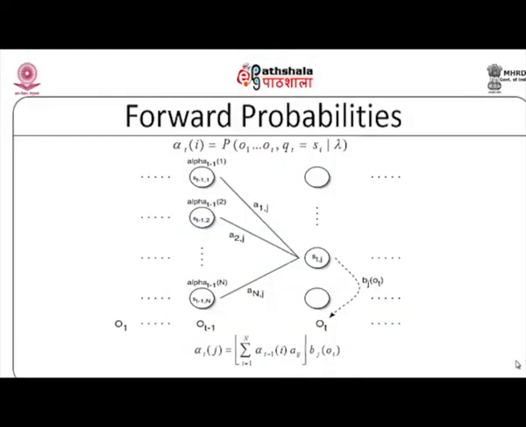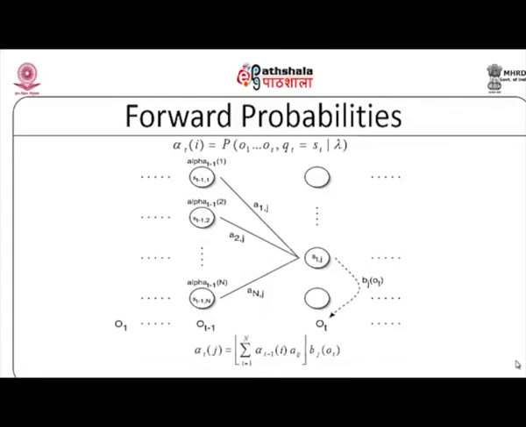I will repeat this. At t minus 1 you have alpha t minus 1 of 1, alpha t minus 1 of 2, alpha t minus 1 of n, whatever. Now, from 1 you go to j, from 2 you go to j, from n you go to j. That is why we have 1 to n. Now, we want to find out the forward probability that at time t you will be in the state j. You are going to take a summation of all those probabilities.